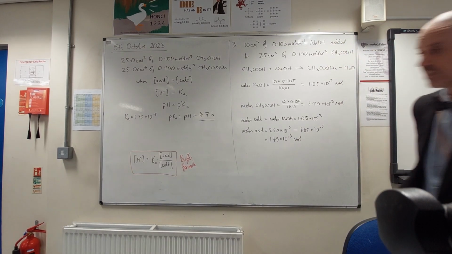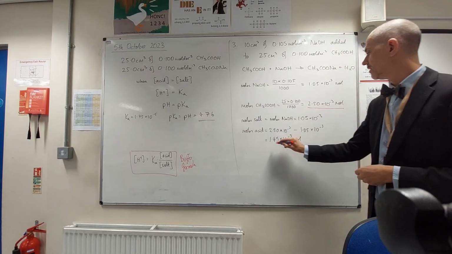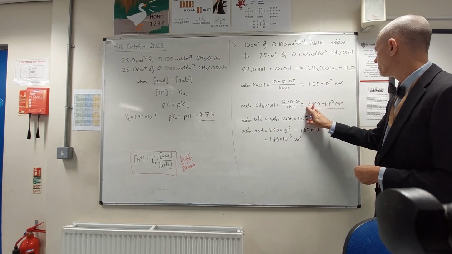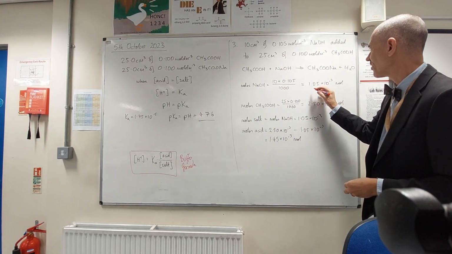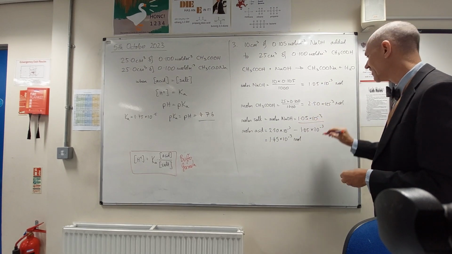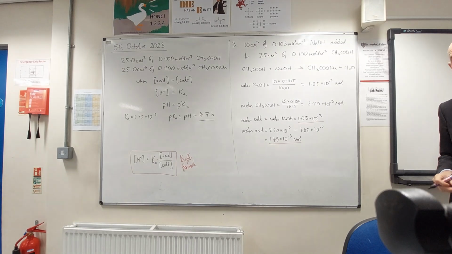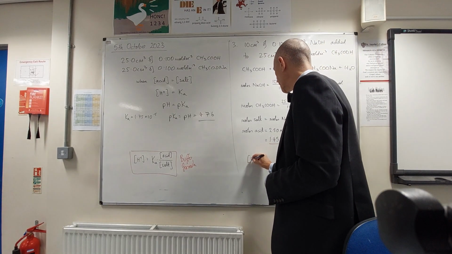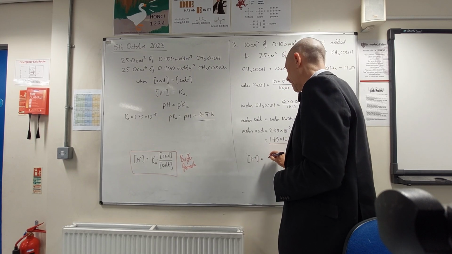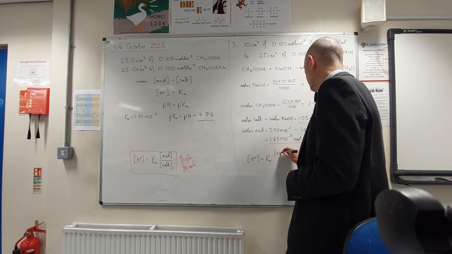Let's just keep our eyes on the prize. The two numbers we need are moles of salt, there it is, and moles of acid. There we are. Okay. So those are our two important numbers. Now, I'm going to wheel out the buffer equation. Ka times acid over salt.